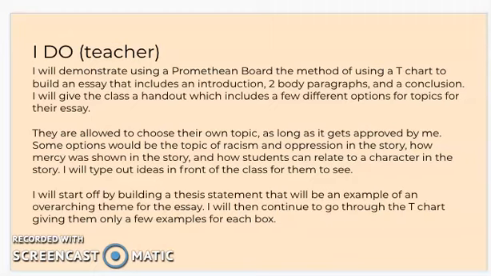Some options would be the topic of racism and oppression in the story, how mercy was shown in the story, and how students can relate to a character in the story. I will type out ideas in front of the class for them to see.